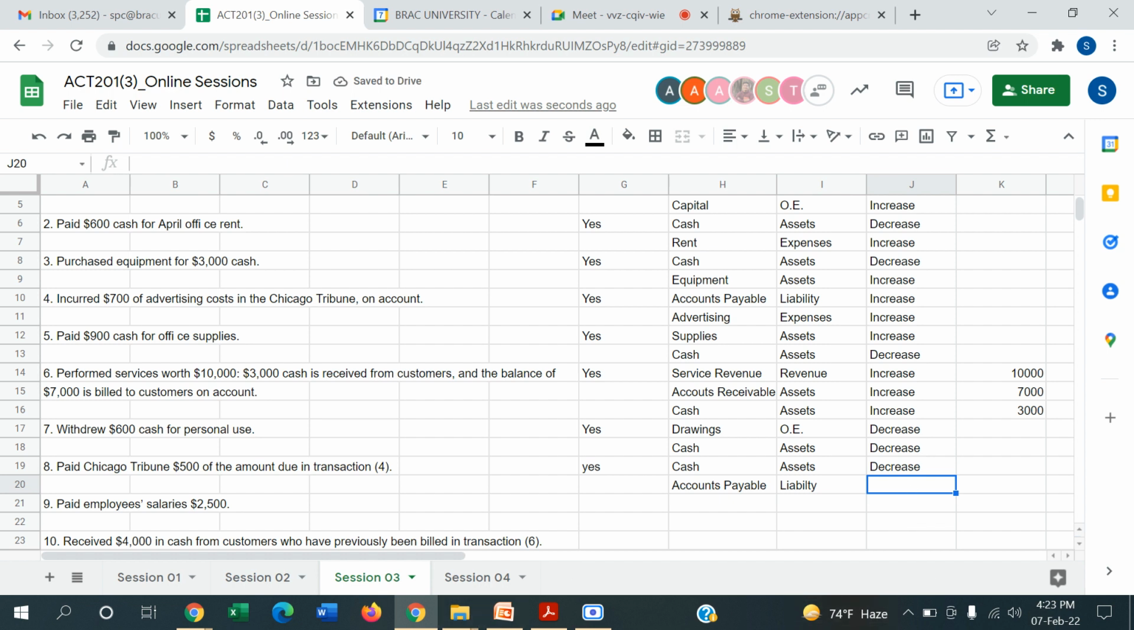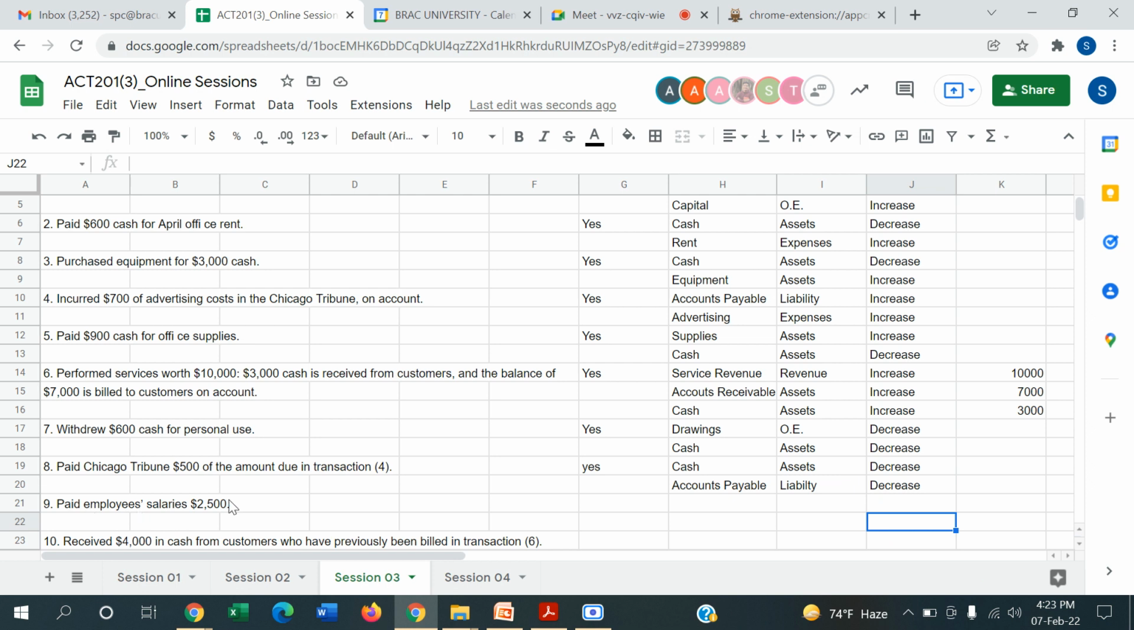Some of your friends have mentioned that liability increases. Why do you think that liability will be increased? Because as they have paid Chicago Tribune $500, it's going out of their business account to Chicago Tribune. That's why the liability should decrease as well, not increase.